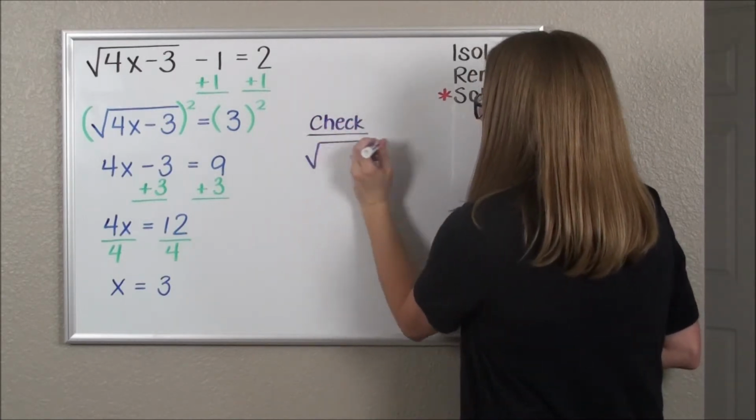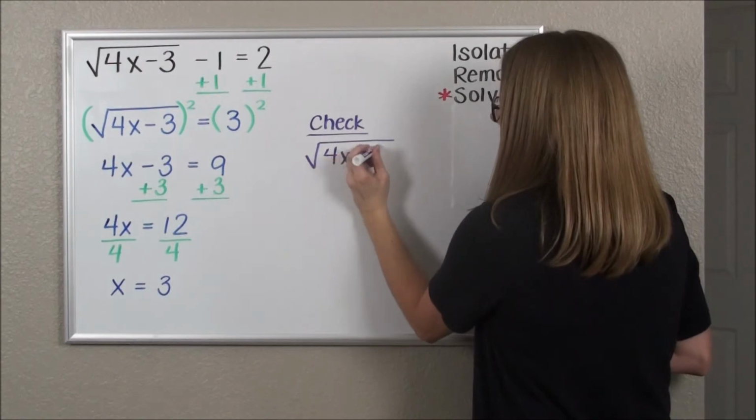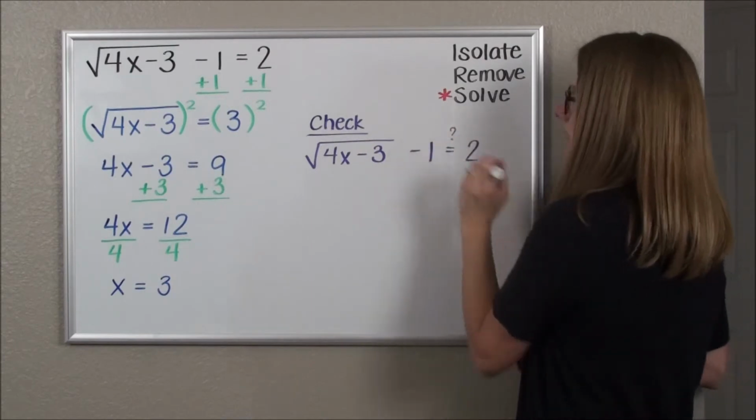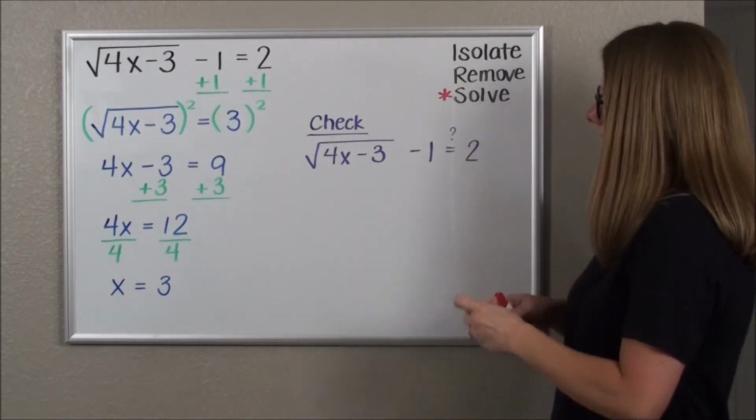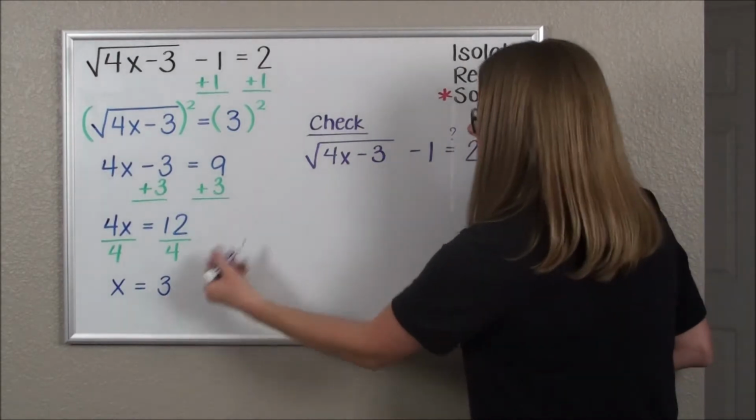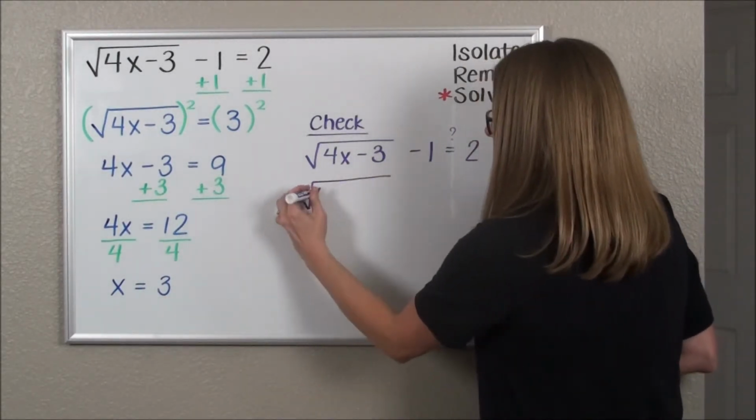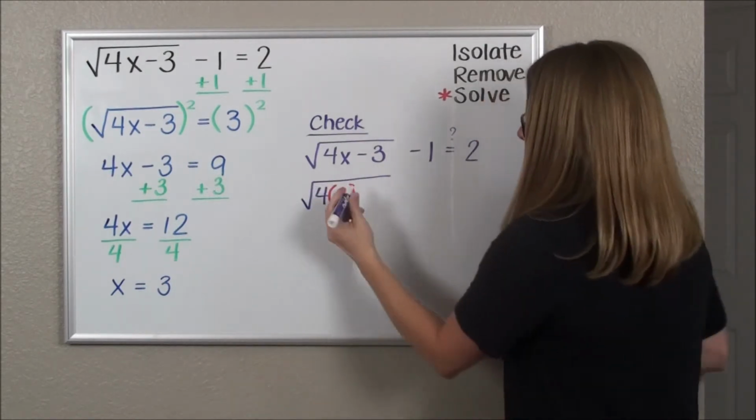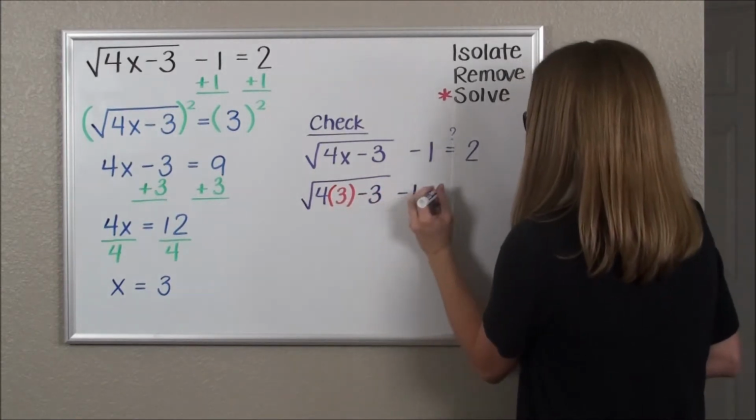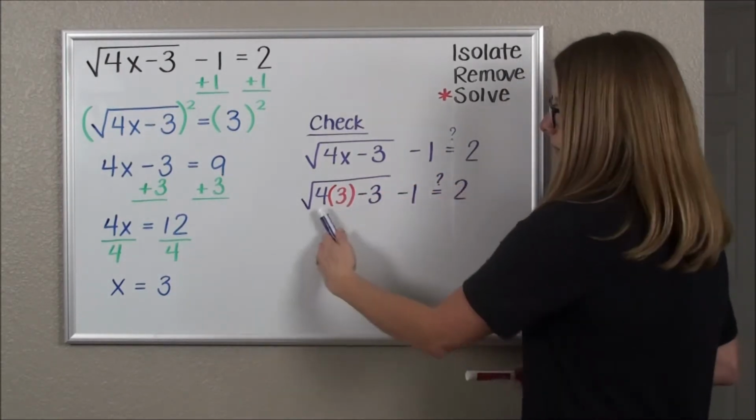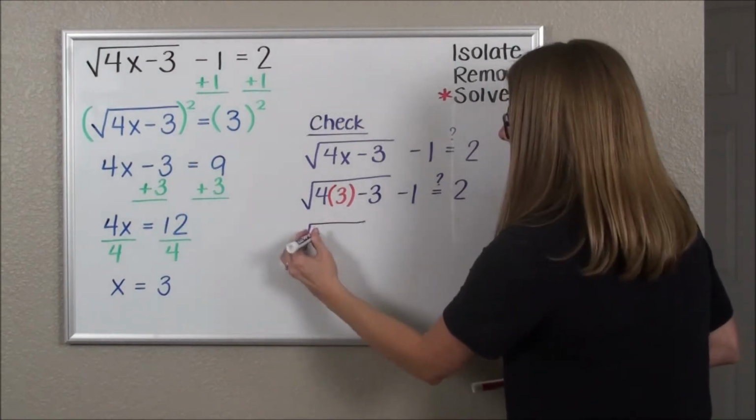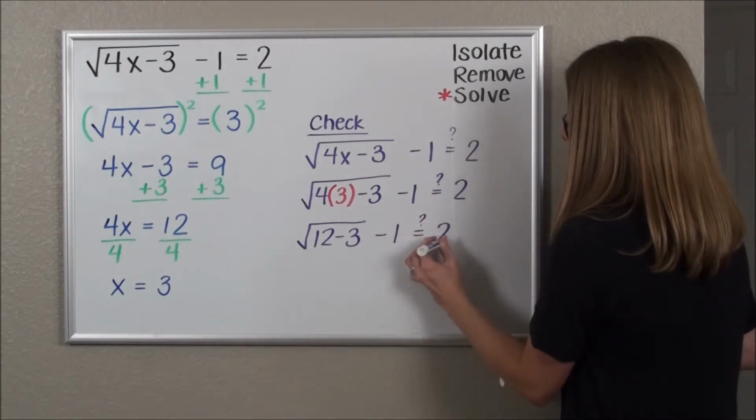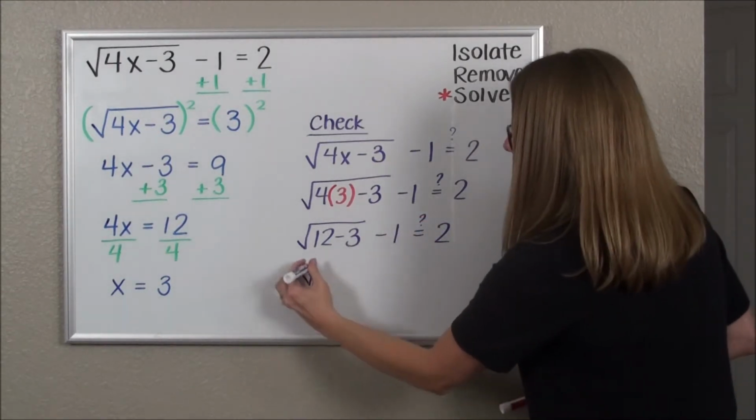What I'll do is I'll begin with the original statement, the square root of 4x minus 3, minus 1 equals 2. And I want to know, does it equal 2? So I'm going to put a little question mark there. And what I'll do is I will replace the x with the 3 that I think it equals. So 4 times 3 minus 3 under the root, minus 1, does that equal 2? Multiply before we subtract, so under this root I'll have 12 minus 3. And again, I want to know if this equation's true. 12 minus 3 is 9.